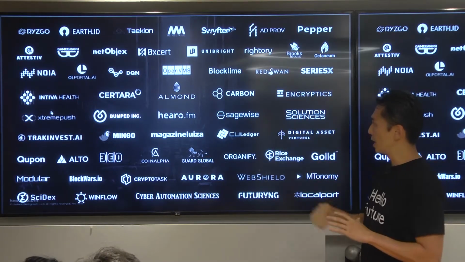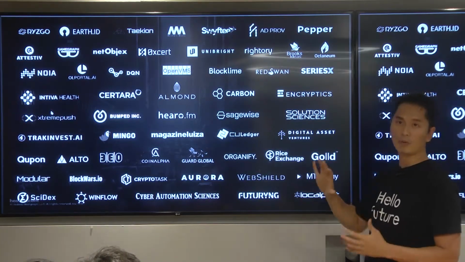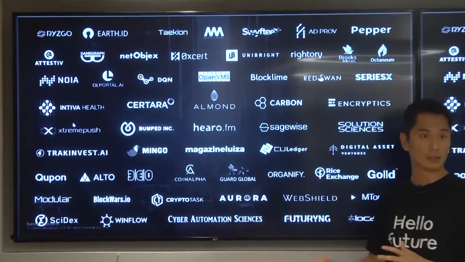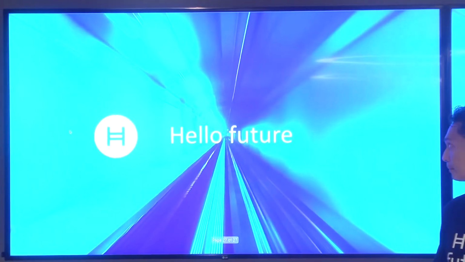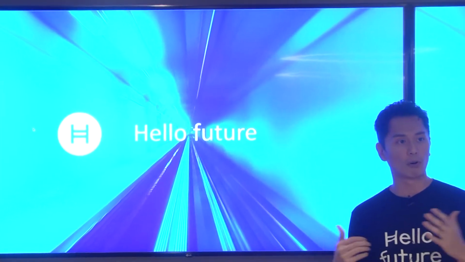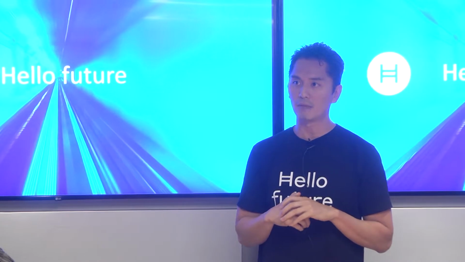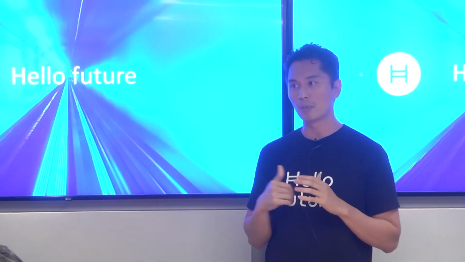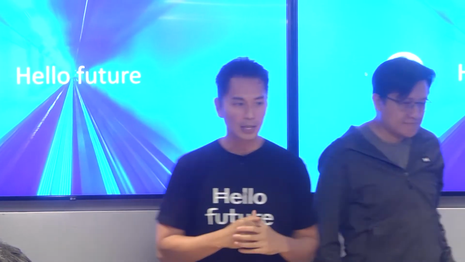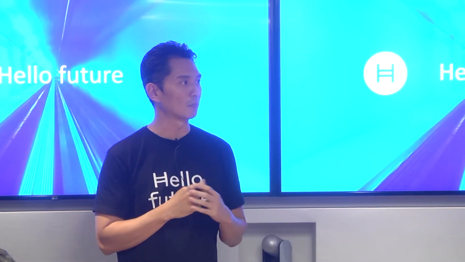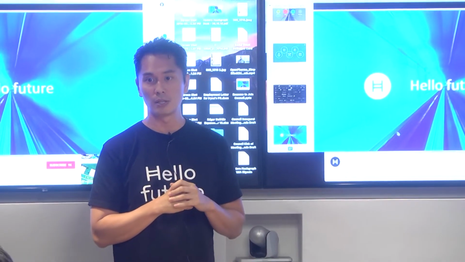And those numbers continue to grow over time. And this slide just gives you an example of all the companies that have committed to build applications on Hedera. So that's it for my overview. I'm next going to hand it over to my colleague, Kelvin Cheng, who is our developer advocate for Asia. Kelvin's going to talk about how developers can start to build applications on Hedera.